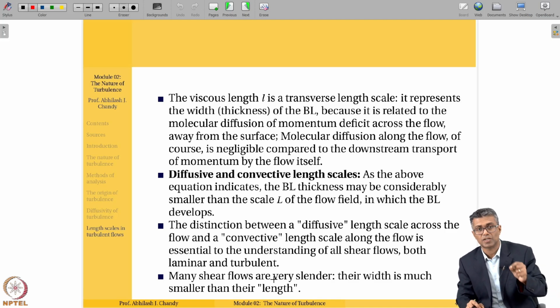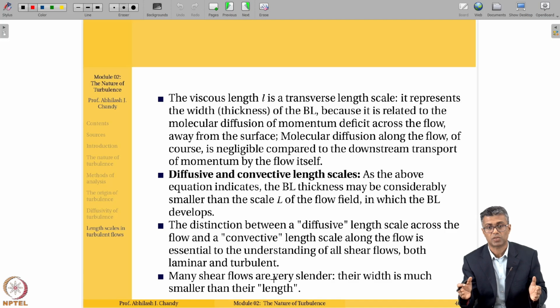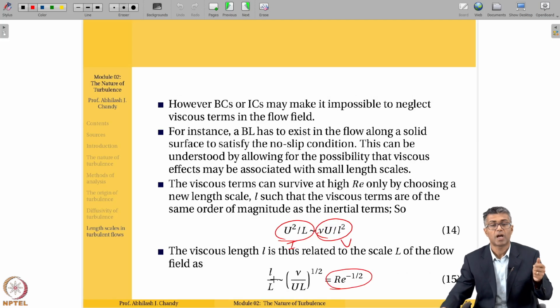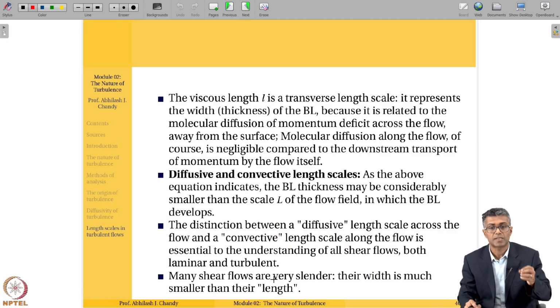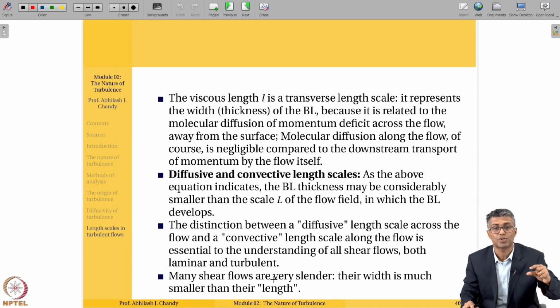So that takes us to the discussion of two different length scales here, especially in the case of a boundary layer: the diffusive and convective length scales. Now, as in the equation we saw earlier, l over L is Re to the minus half, you can see that the boundary layer thickness is much smaller than L, in which the boundary layer develops. So that small l is like a diffusive length scale because it represents the diffusion of momentum away from the surface.